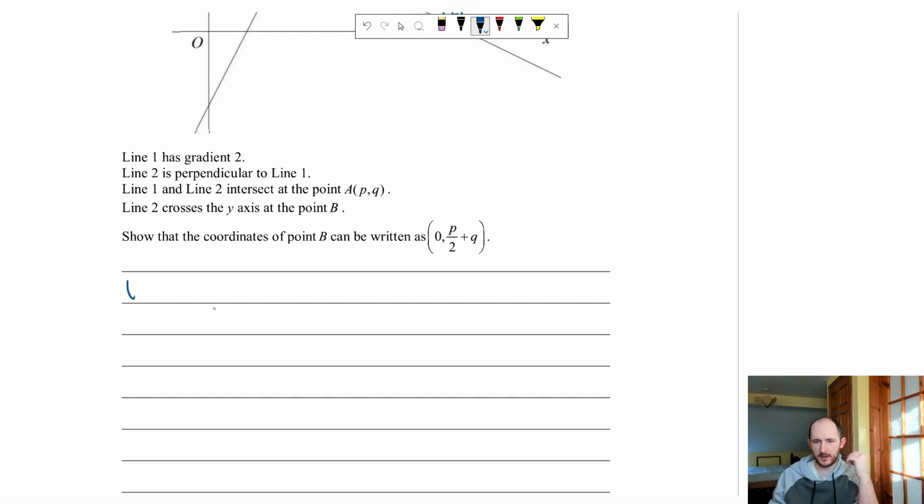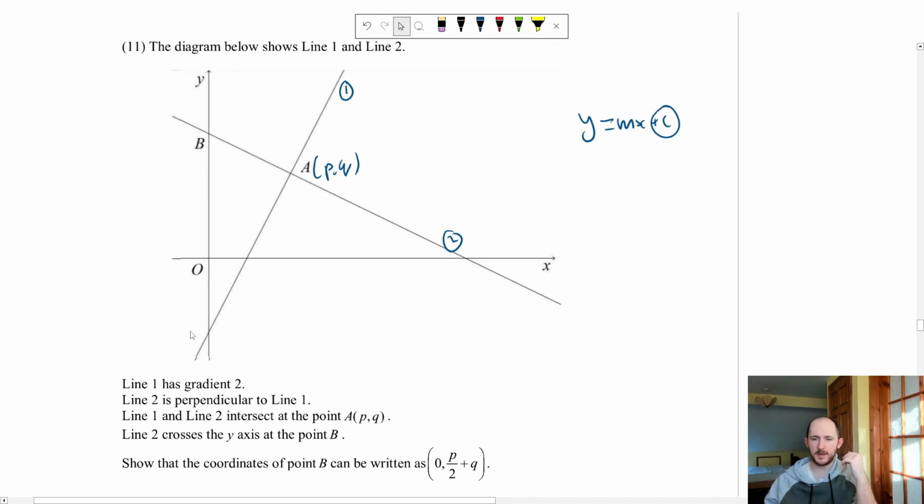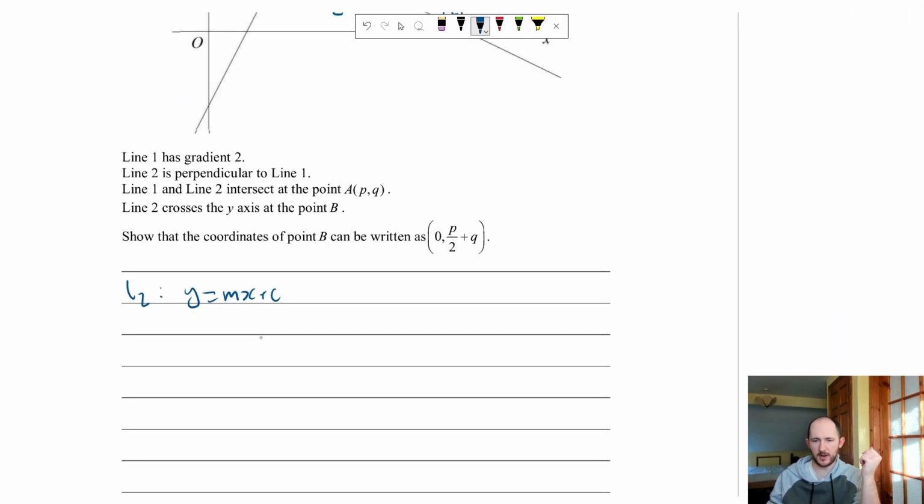So if we look at line 2, y equals mx plus c, is there anything that we know immediately? Well, it tells me that the line L1 has a gradient of 2, and it also tells me that line 2 is perpendicular to line 1, which means that its gradient is the negative reciprocal. So instead of 2, it's going to be 1/2, and instead of positive, it's going to be negative. So we have, straight away, y is equal to negative 1/2 x plus c.